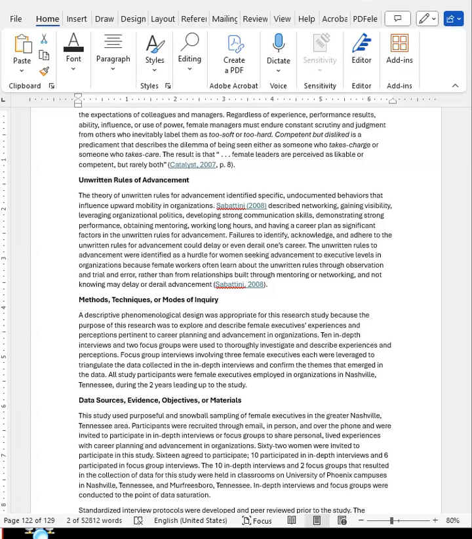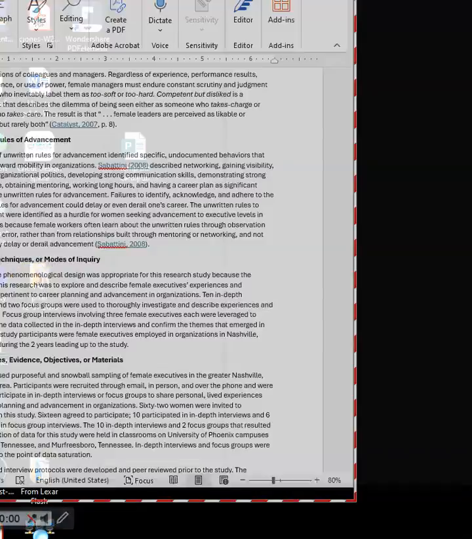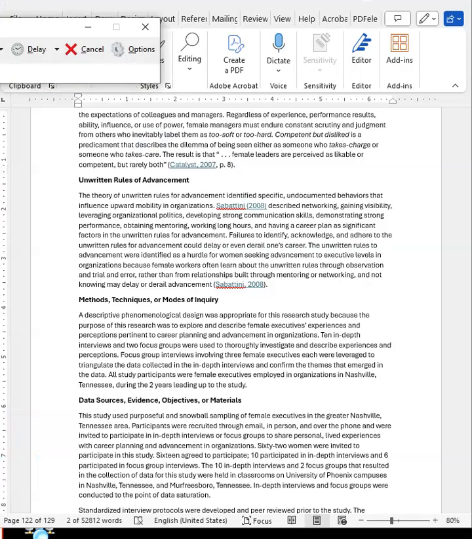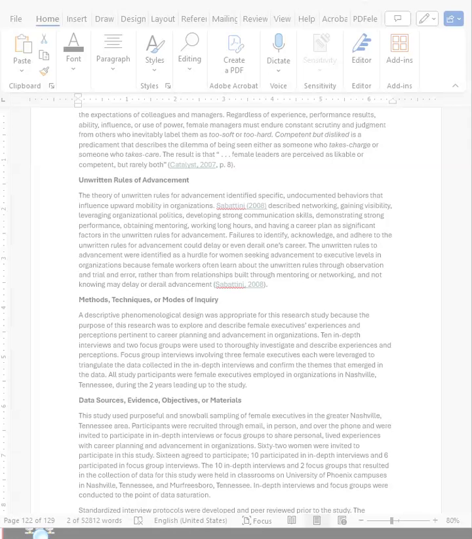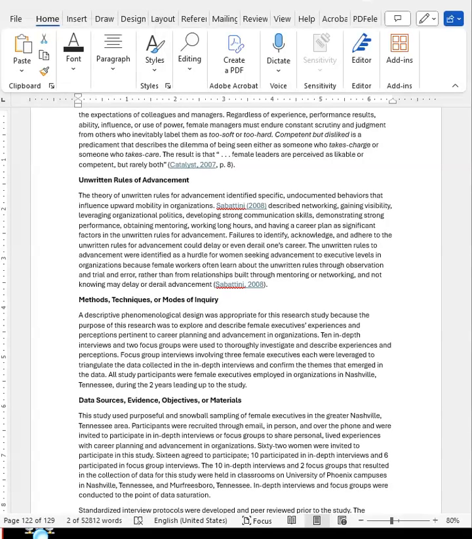All study participants were female executives employed in organizations in Nashville, Tennessee, during the 2 years leading up to the study. Data sources, evidence, objectives, or materials. This study used purposeful and snowball sampling of female executives in the greater Nashville, Tennessee area. Participants were recruited through email, in person, and over the phone and were invited to participate in in-depth interviews or focus groups to share personal, lived experiences with career planning and advancement in organizations.